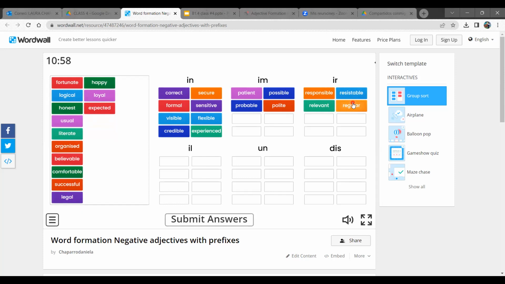Now let's go with ill. Illegal. Legal, illegal. Logical, illogical, yes. Literal, illiteral, yes. Very good. Literate, illiterate. What is the meaning of literate and illiterate?